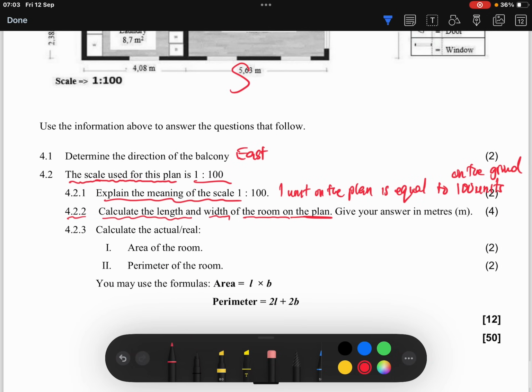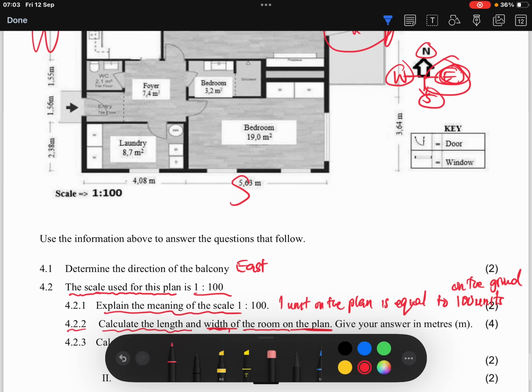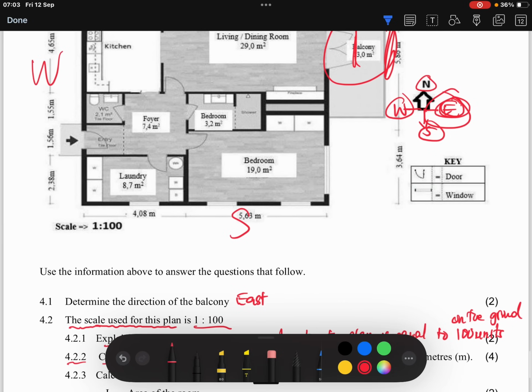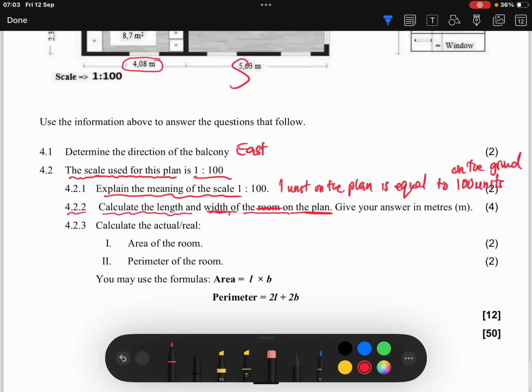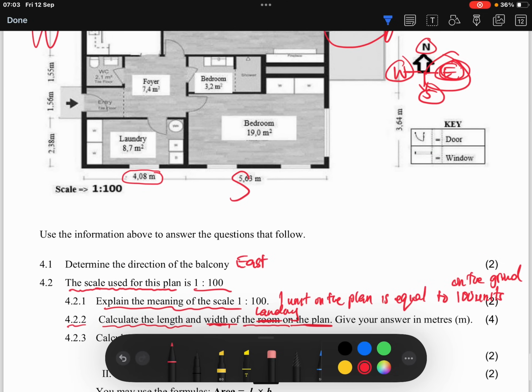If we look at the width of the room, we're going to choose which room on the plan. Let's say we're taking this laundry instead of a room, just to make our life easy. So this laundry, if you look here, is a rectangular shape. You have a length and the breadth there, right?